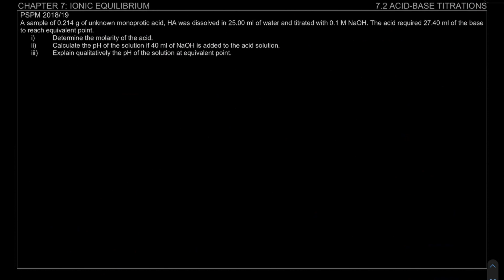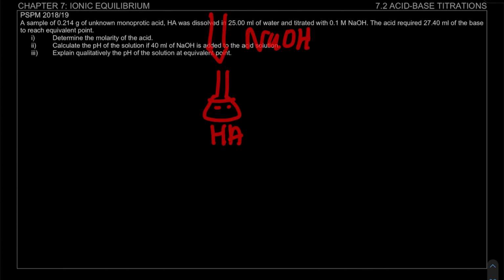Okay, for PSPM 2018 and 19, the question is, a sample of 0.24 gram of unknown monoprotic acid was dissolved in 25 ml of water and titrated with 0.1 molar NaOH, sodium hydroxide. The acid required 27.4 ml of the base to reach equivalent point. So what it means is, in our conical flask, we have our unknown acid, and then it will be titrated with our sodium hydroxide. To reach equivalent point, we have 27.4 ml of the base itself.